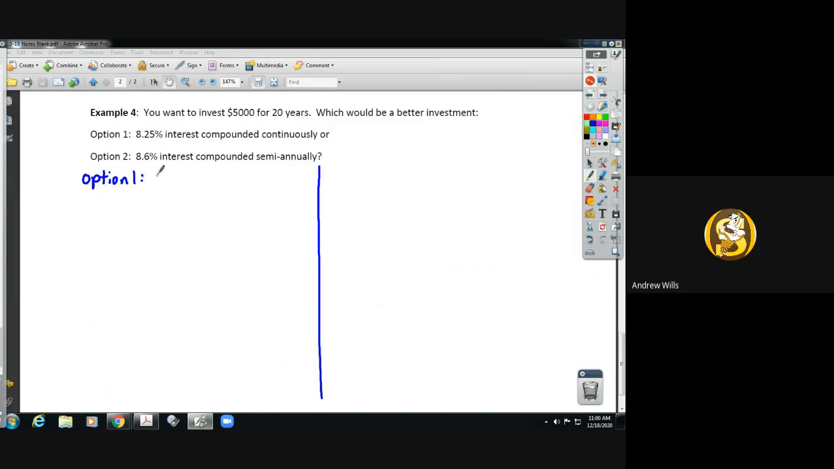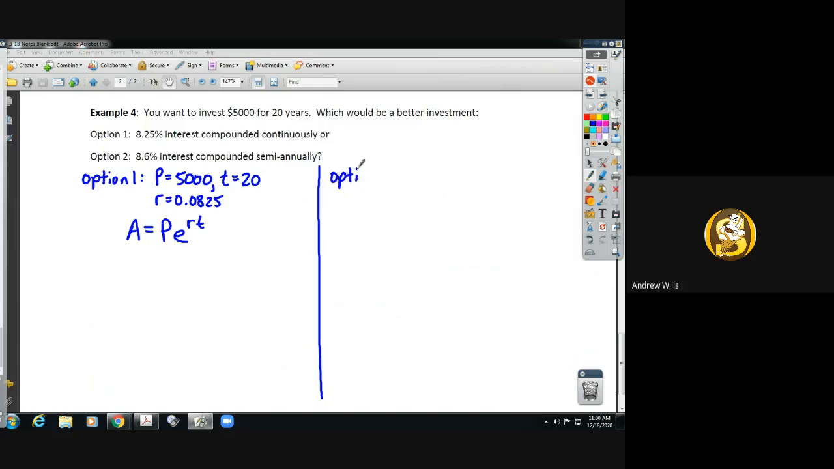In both cases, the principal is 5,000. The time is 20. For option 1, our interest rate would be 0.0825, and we're compounding continuously, so we would use our continuous equation. A equals P times e to the rt power.